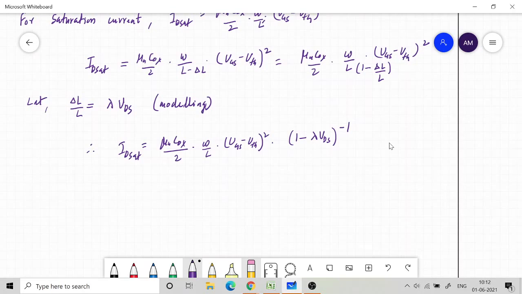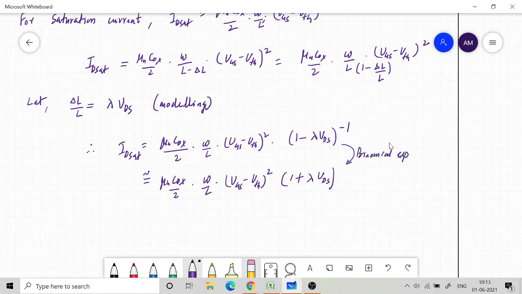Okay, so assuming that this fractional change, which is delta L by L, is small, lambda into VDS is also going to be small compared to 1, and if that is the case, then we can use binomial expansion, in which we will only keep the first term, which is basically 1 plus lambda VDS. So this is approximately equal to mu n Cox by 2 W by L into (VGS minus VTH) the whole square into (1 plus lambda VDS). Okay, so I have used a binomial expansion.